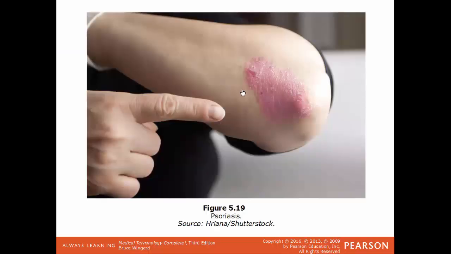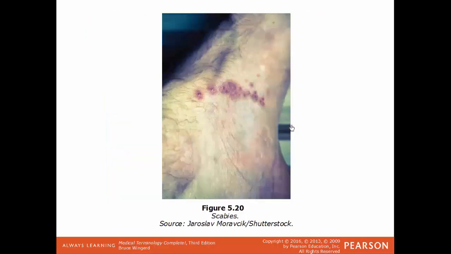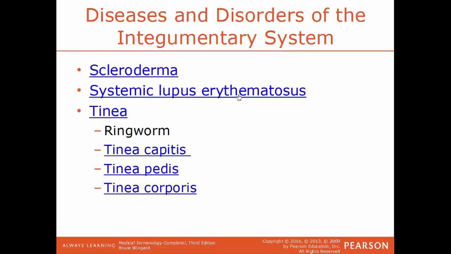Here's an example of psoriasis, an area of red patchy skin. You see some silvery flakes in there also. Scabies, and a series of the dark red bumps here, will be incredibly itchy and very contagious to anyone who's in close contact with this person. Next, scleroderma is actually a group of rare conditions that cause the connective tissue of the body to become very tough and very hardened.